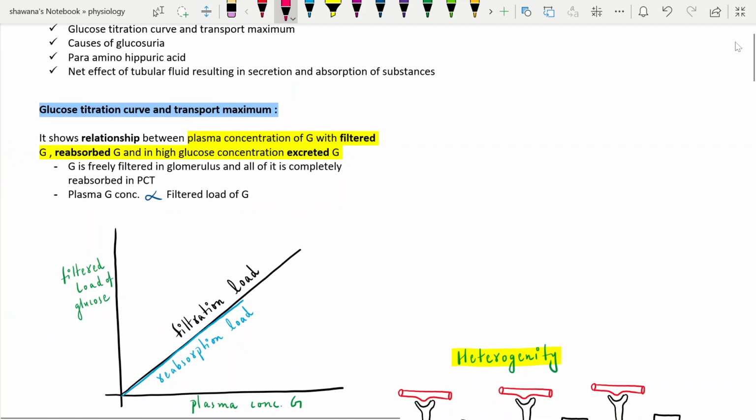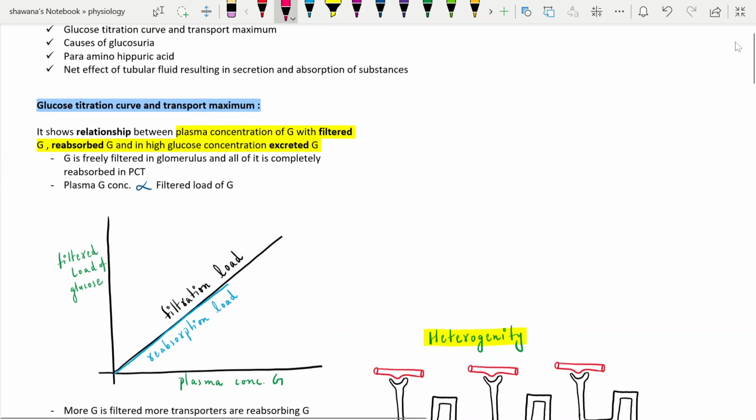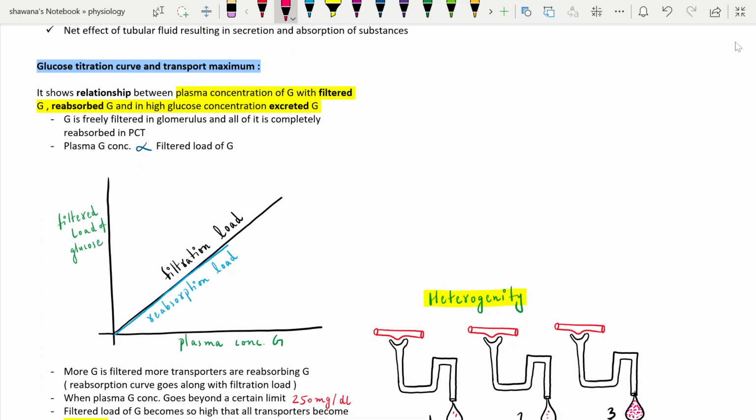The topic is the glucose titration curve and Tmax, or transport maximum. The glucose titration curve shows the relationship between the filtered glucose, the reabsorbed glucose, and, in case of higher glucose concentration, the excretion of the glucose.